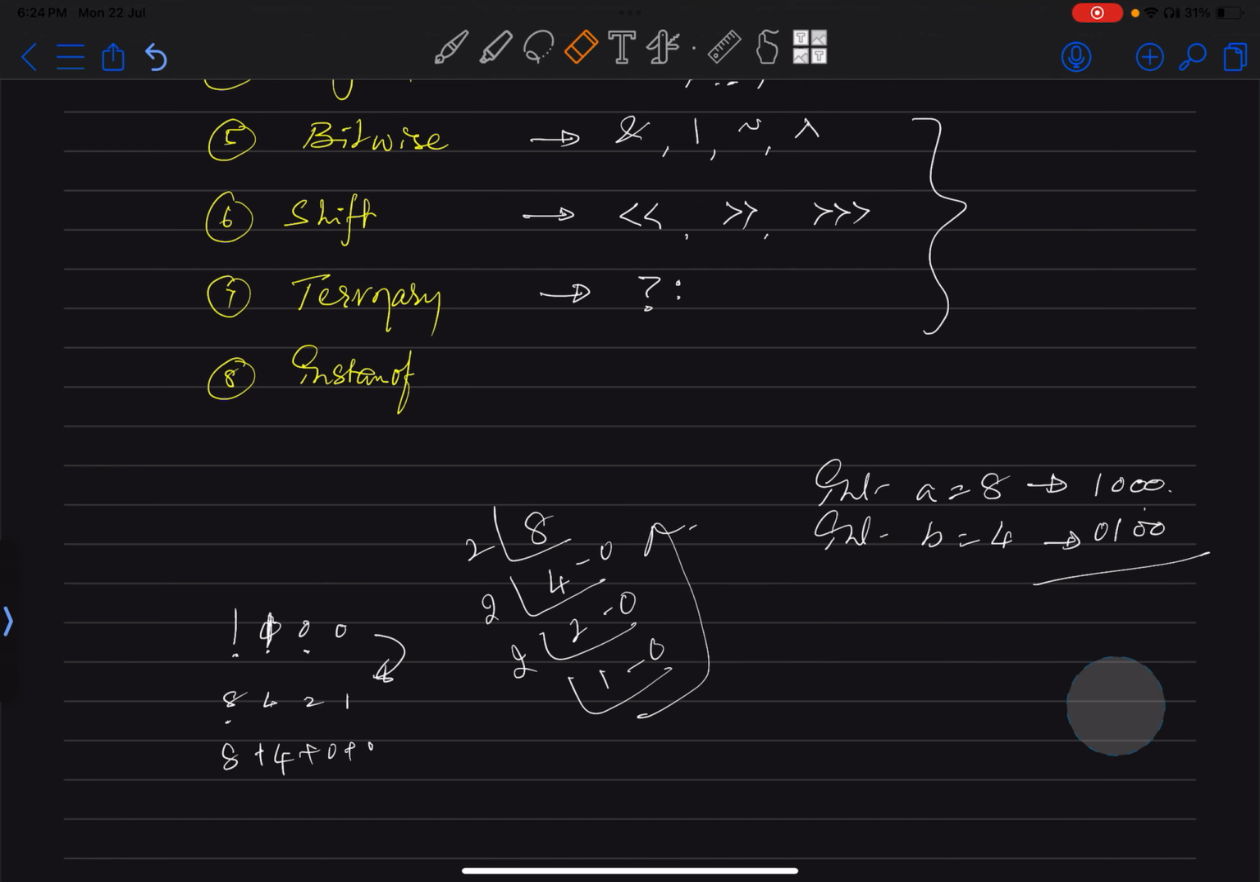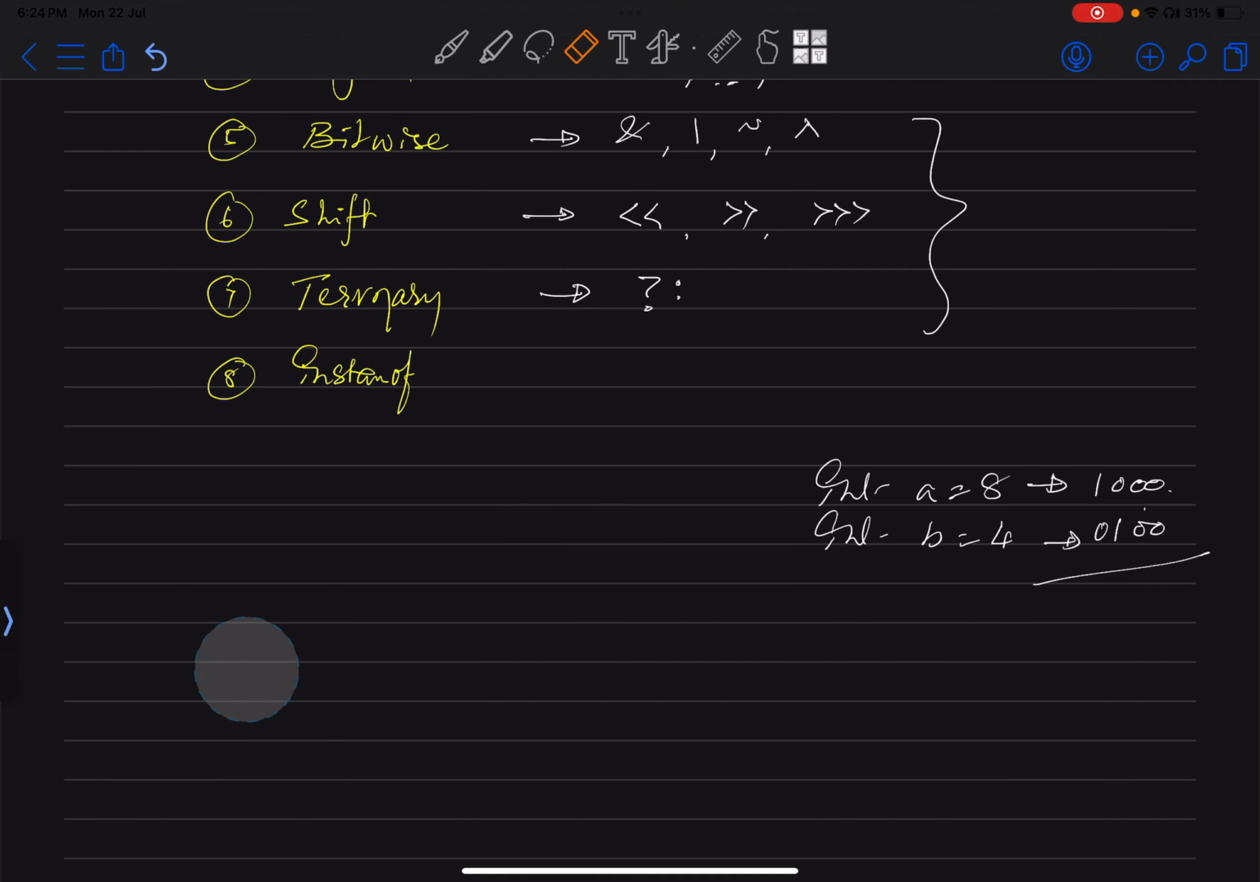Similarly, we'll quickly look at the other two operations, starting with the bitwise complement. The complement operator is used with one operand. If I perform complement of A, A currently holds 1000, and the complement just flips every bit. So 1 becomes 0, and the 0s become 1, 1, 1. This is 4 plus 2, 6, plus 1, so this is going to be 7. That's how the complement operator works.